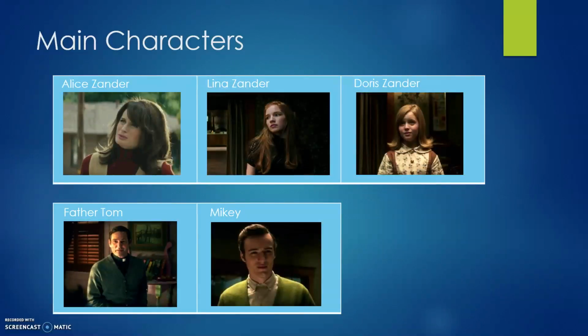The main characters in the movie are Alice Xander, who is the mother, Lena Xander, the daughter, and Doris Xander, who is probably the main character, the little girl that gets possessed. Then you have Father Tom, the priest that works at the girls' school that they go to. They go to a Catholic school, and then there's Mikey, who is Lena's crush or boyfriend.